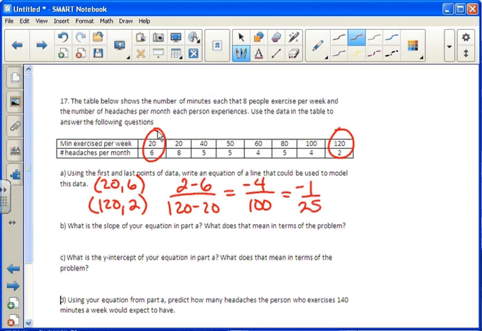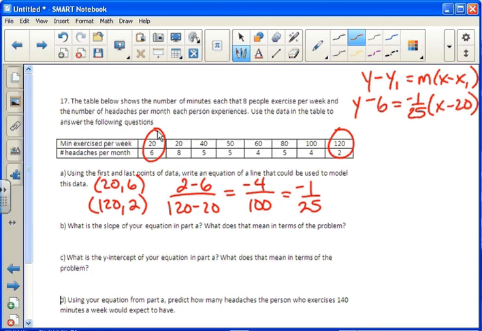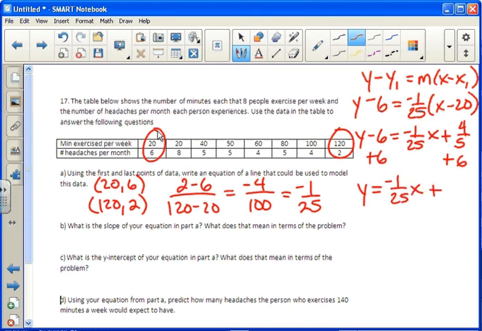And then I can do y minus y1 equals m times x minus x1. So I get y minus 6 equals negative 1/25 times x minus 20. So y minus 6 equals negative 1 over 25x plus 20 over 25, which reduces to 4/5, and then add 6 to both sides. So I'm getting y equals negative 1/25 x plus 6.8, or 34 over 5. So that would be the equation of the line that could be used to model this data.